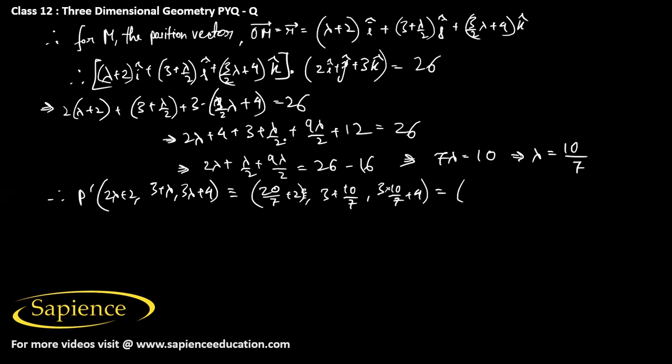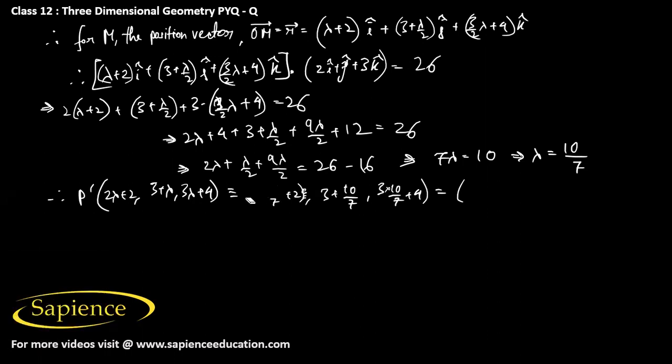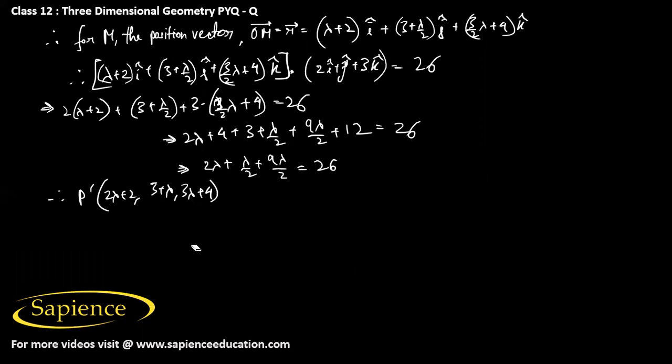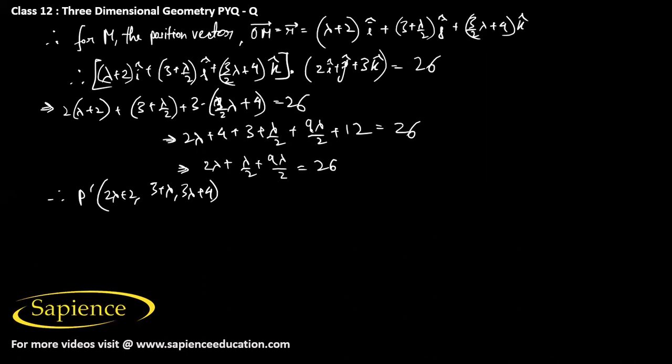Sorry, there is something wrong here. This will be 26 minus 7 plus 12. This is minus 19. Sorry, this will be 5 lambda. So this is 7 lambda, that is equal to 7. So lambda equals 1.